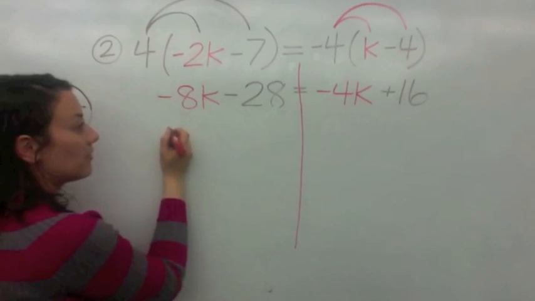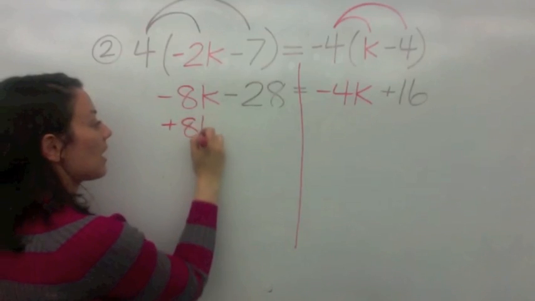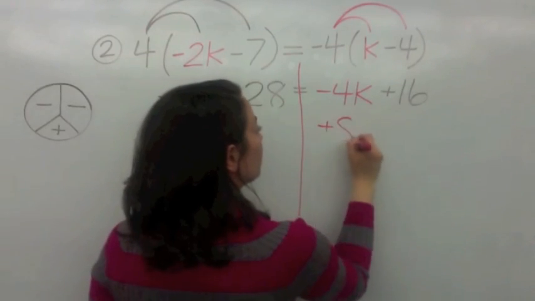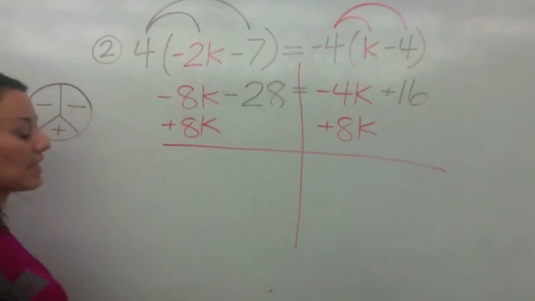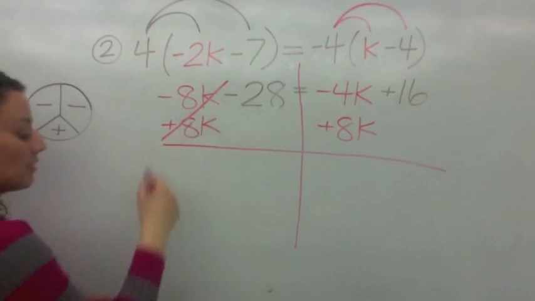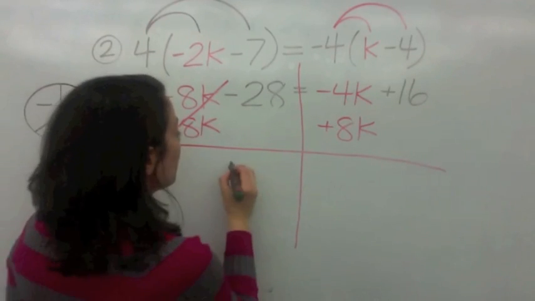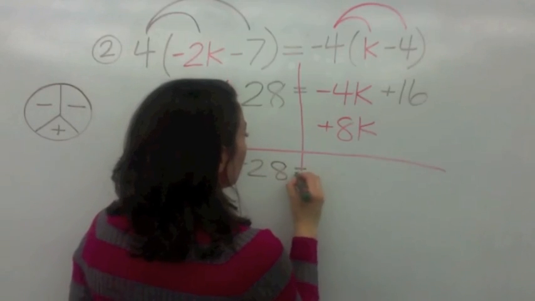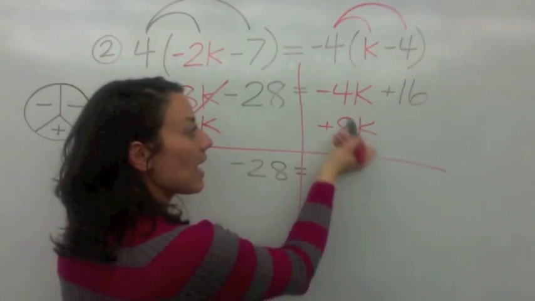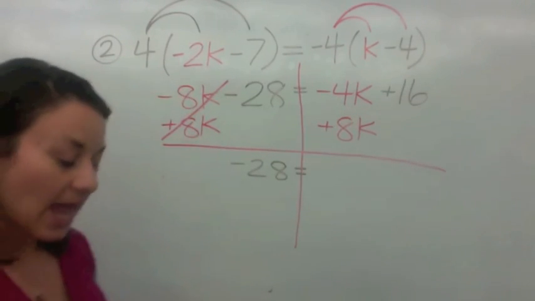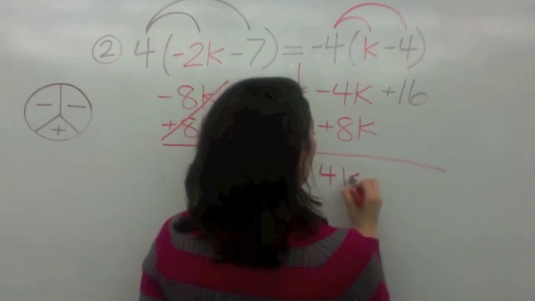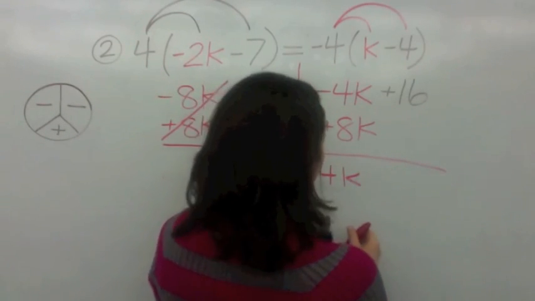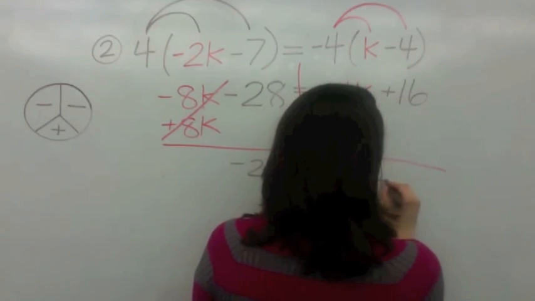What is the opposite of negative 8k? It is positive 8k. That's right. So you add 8k to both sides. Negative 8k and positive 8k makes 0. You're going to bring down the negative 28. Equal sign. What is 8k minus 4k? 8k minus 4k is 4k. That's exactly right. Then we're going to bring down the positive 16.